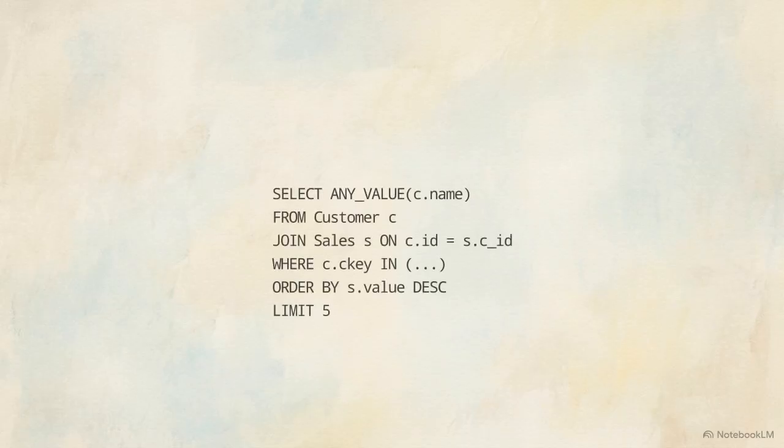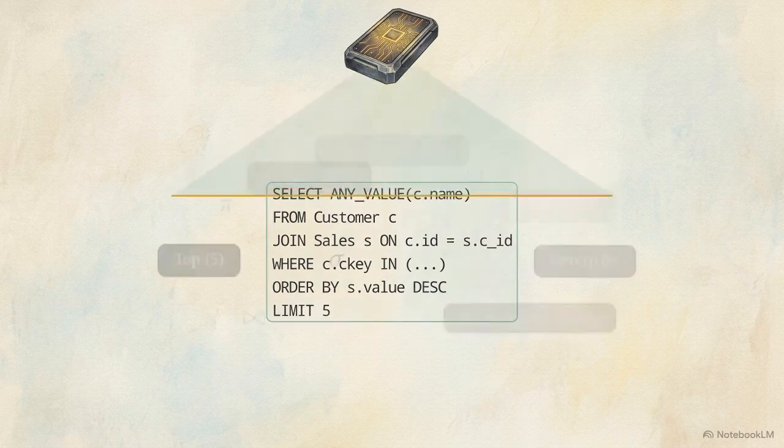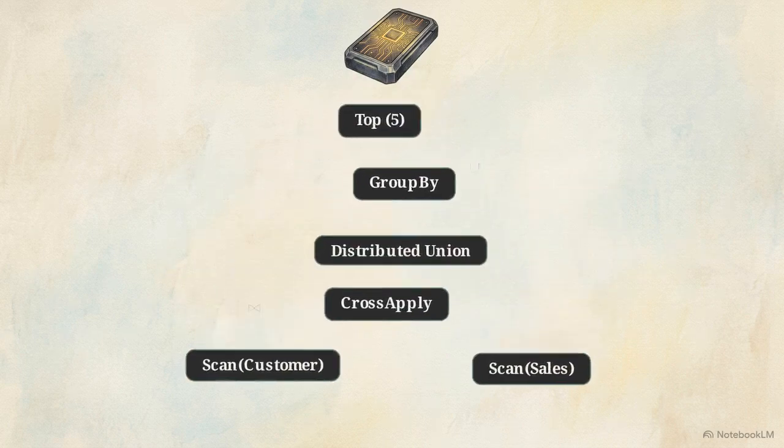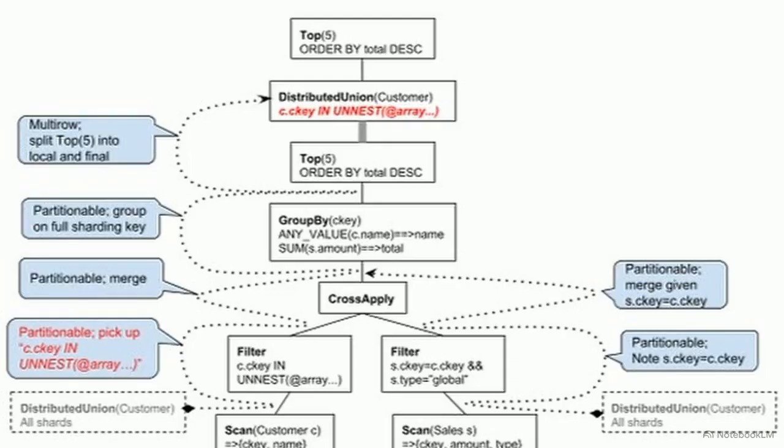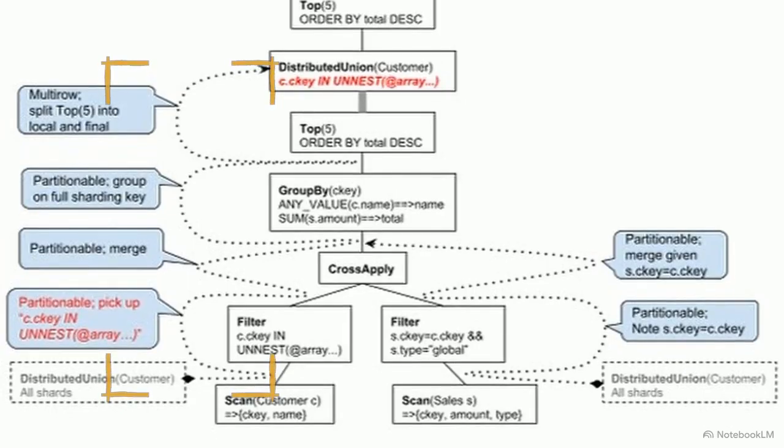To bridge this gap, Spanner relies on a highly specialized query compiler. The moment our SQL query enters the system, the compiler strips away the text syntax and transforms it into a relational algebra tree. This flowchart illustrates the distributed execution plan. The central distributed union operator ships subqueries to individual shards. Dotted lines indicate partitionability, pulling the union up the tree to push computation down.